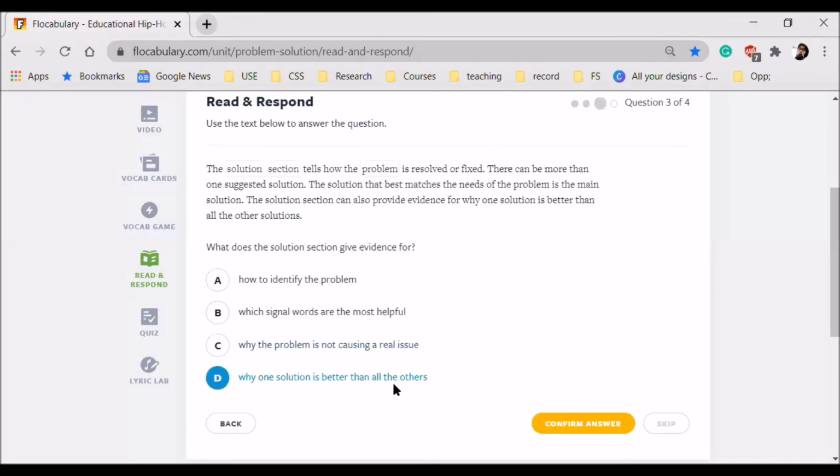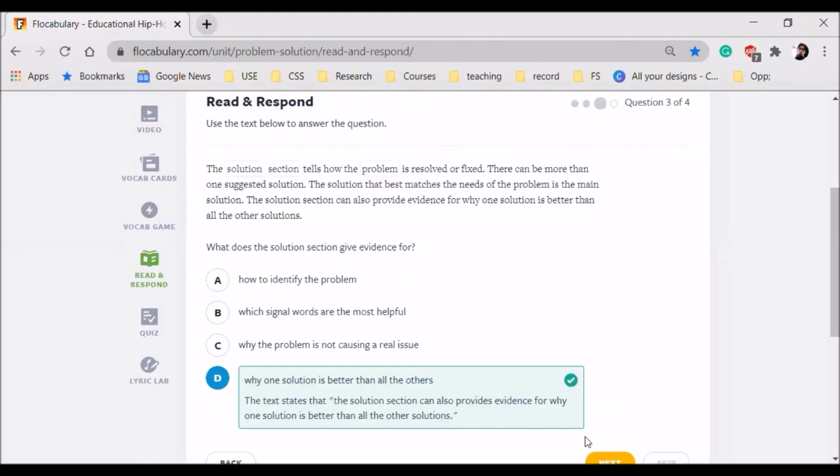Again and again we have talked about this. If you see this passage here, it may give you more than one suggested solution, but it would also show which one is the best according to the situation of the problem. So that's the right answer. Very good. Who said D?